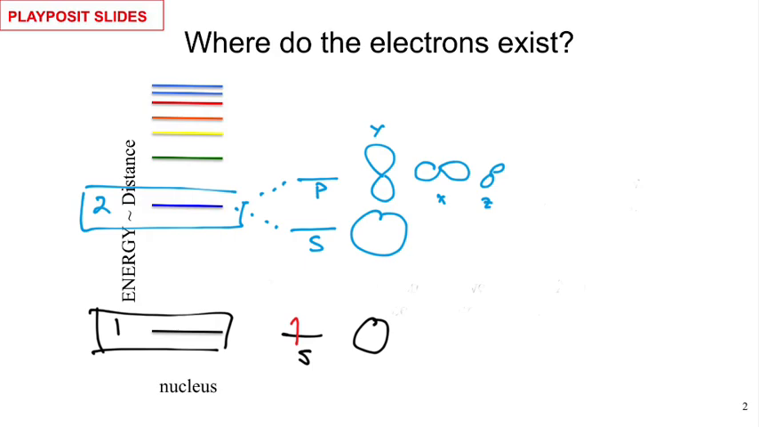8. 2 for the s orbital, 2 for the py, 2 for the px, 2 for the pz. That gets me 8 total electrons. Those 8 electrons and how they're oriented around the atom, we're still stuck in the atom, are going to change its reactivity.